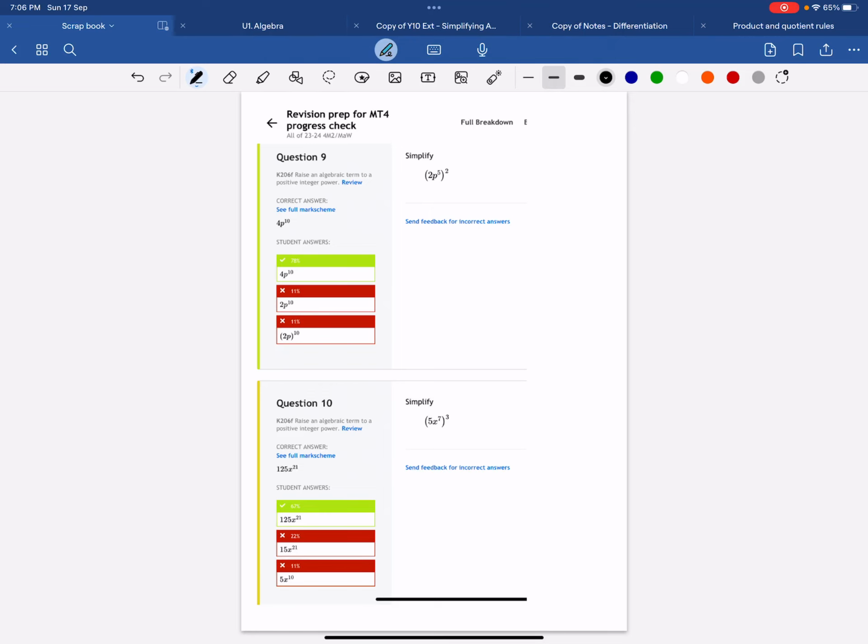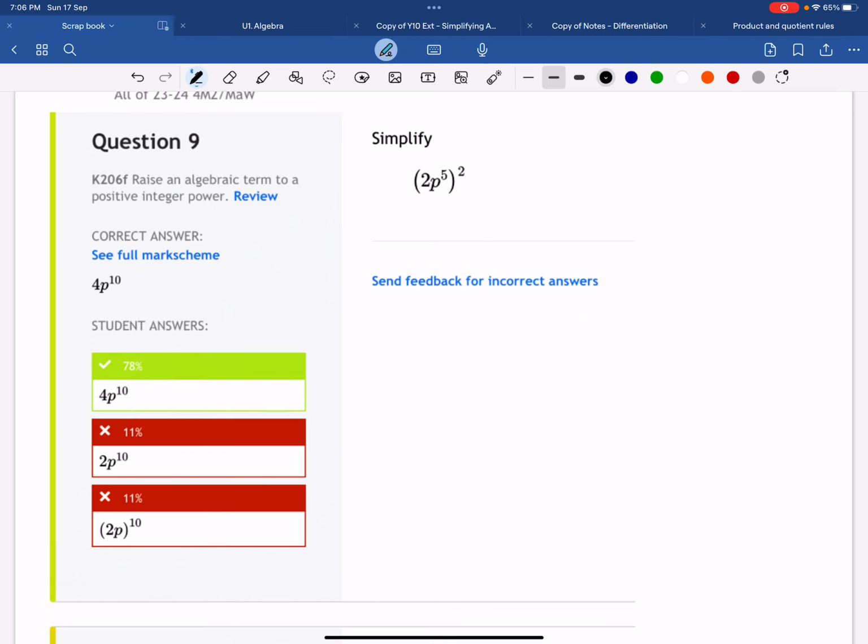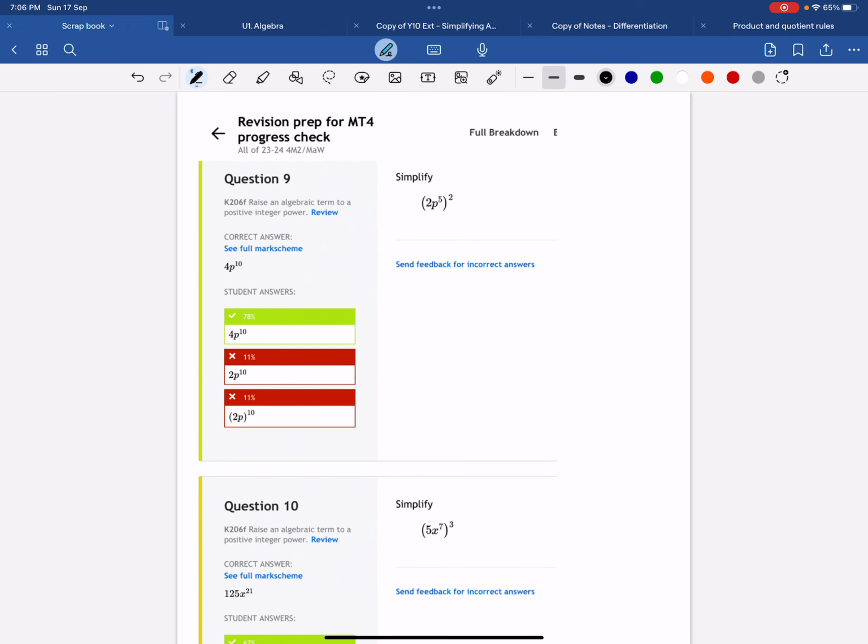Okay, these ones, I can see where the problem is: you're forgetting to deal with each of the components inside the bracket. So let's start from the very beginning. So you already know that (a^m)^n is equal to a^(mn).